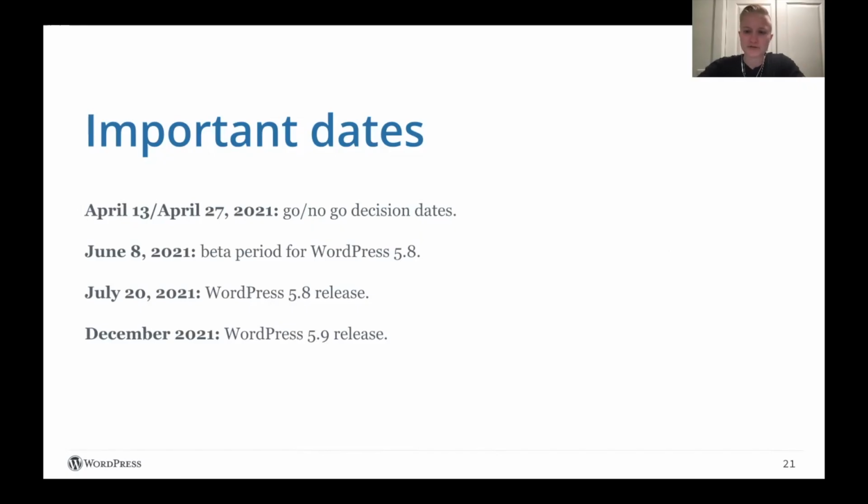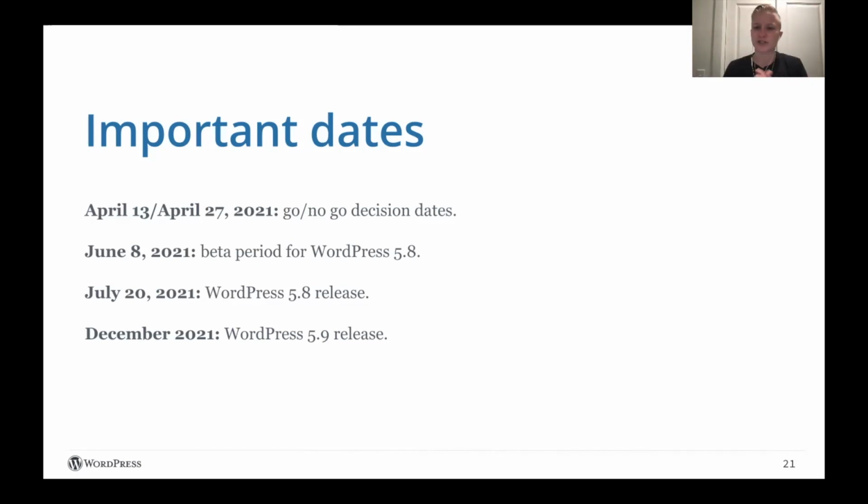To help set the stage for what you can prepare for, here are some upcoming dates to keep in mind. If you're like me, time is moving really strangely. So I like to have dates to kind of anchor me. Feel free to take a screenshot of this or write it down if you'd like. So April 13th and April 27th, these are the go and no-go decision dates.